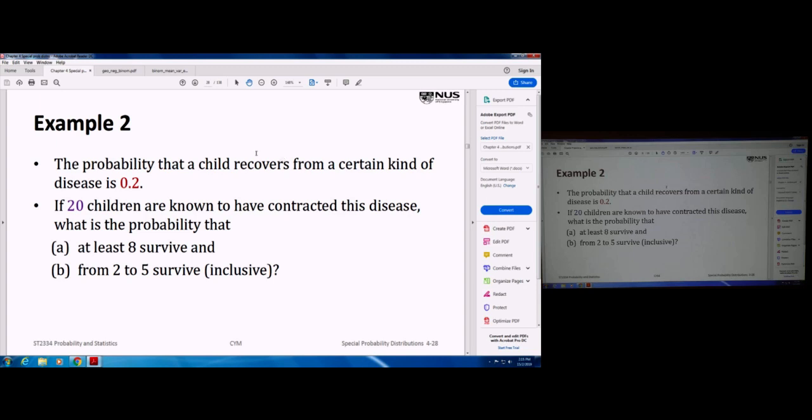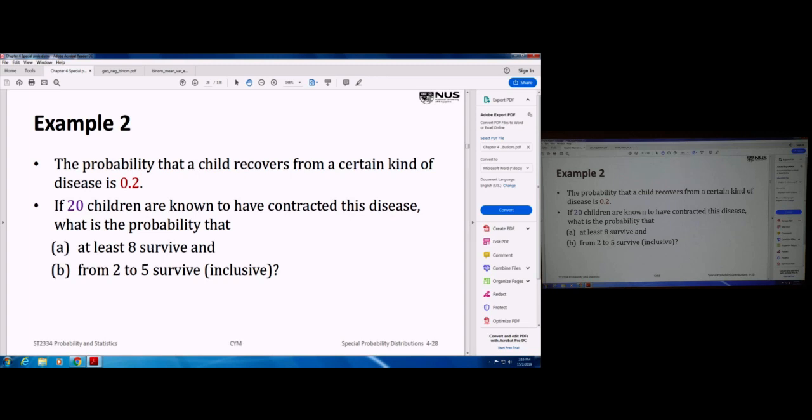Okay, so let's have a look at example 2. You're given the following. The probability that a child recovers from a certain kind of disease is 0.2. It's a pretty bad disease. Now you consider 20 children who have the disease, and somehow independently we know whether they may or may not survive the disease. We're going to assume they're independent. We're asked two questions: that at least 8 survive, and that from 2 to 5 survive, inclusive.